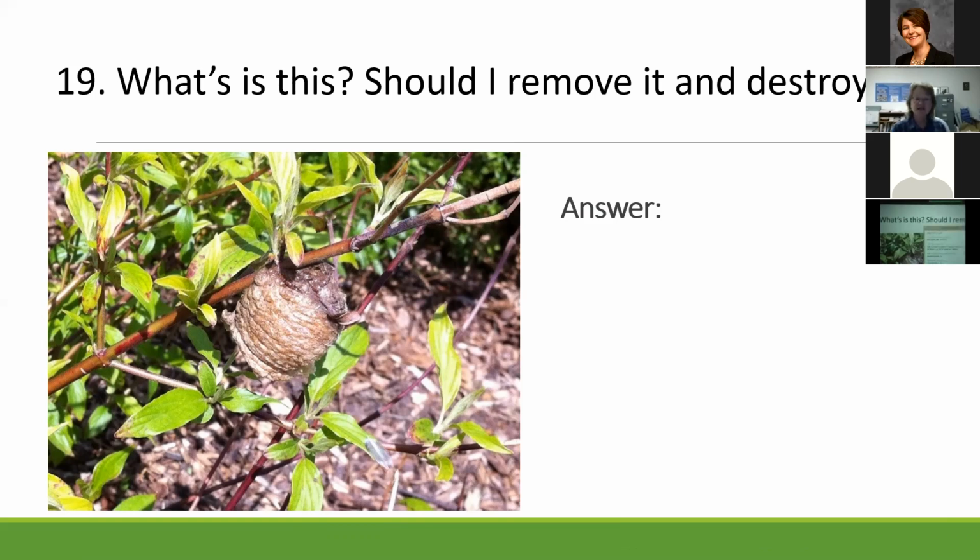But the rest of you, yes, this is a praying mantis sac, okay? It's nothing that needs controlling. It doesn't even need to be destroyed. It's a praying mantis egg sac.